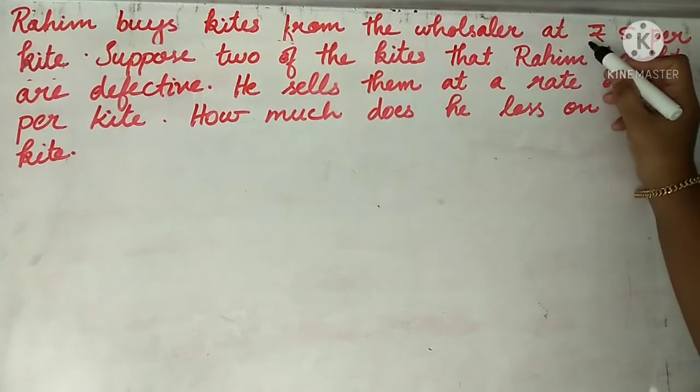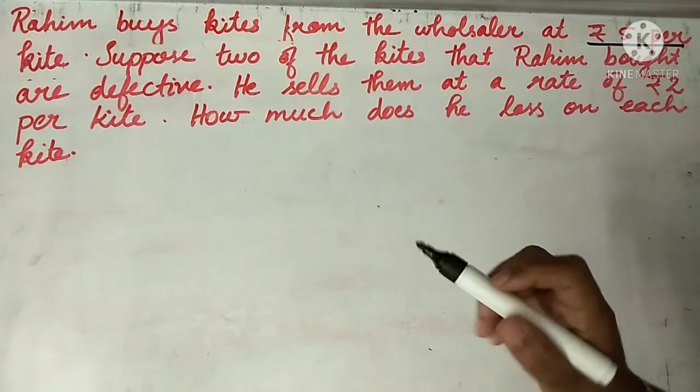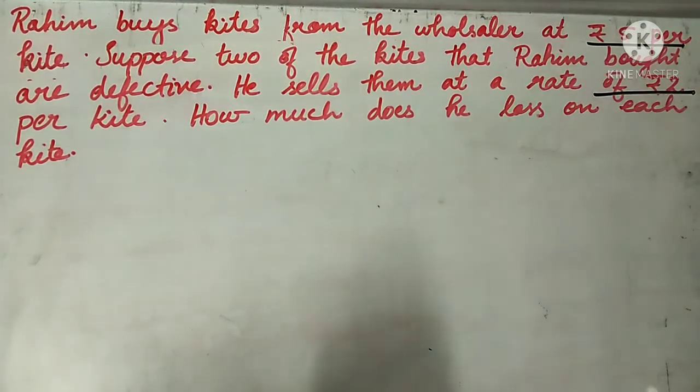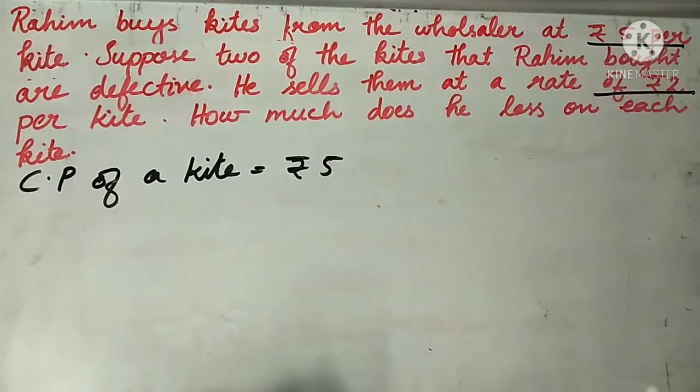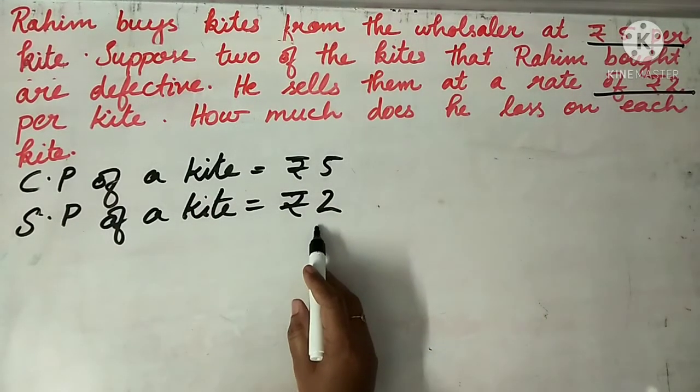That means cost price is rupees 5 per kite. Suppose 2 of the kites that Rahim bought are defective, he sells them at the rate of rupees 2. So defective kite, he sells them at the rate of 2. That means selling price of the defective kite is rupees 2. How much does he lose on each kite? We have to find how much is the loss of Rahim in each kite. So we can write cost price of a kite is equal to rupees 5. Selling price of the kite is equal to rupees 2.